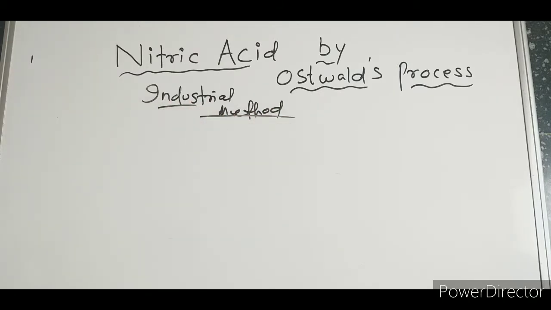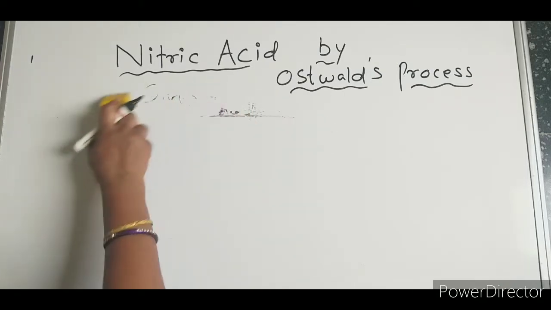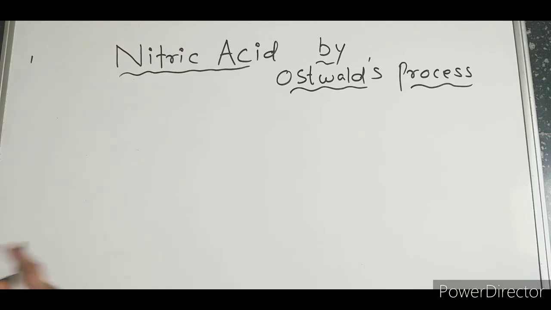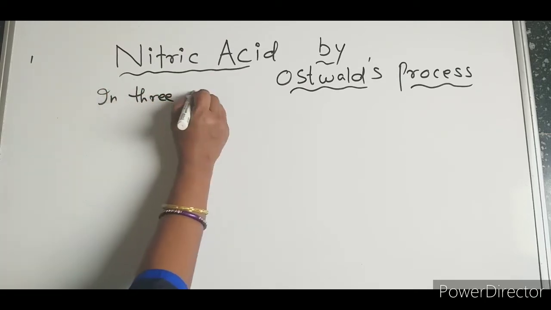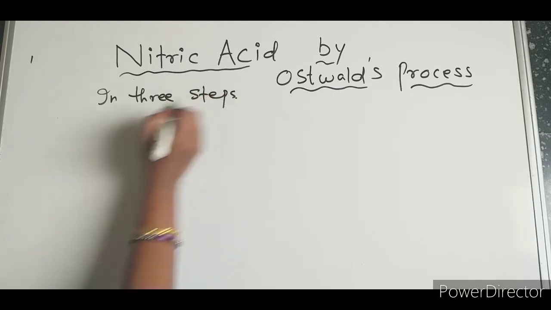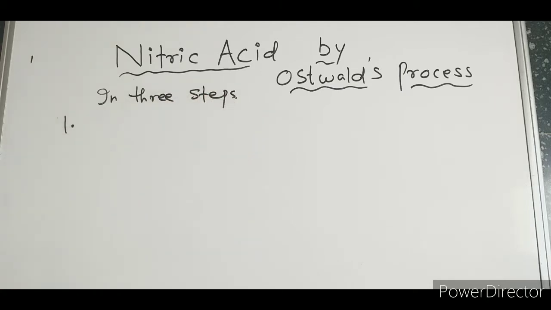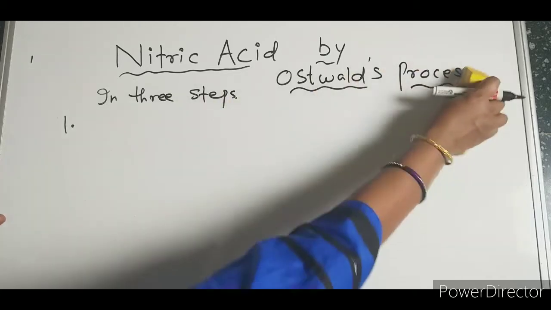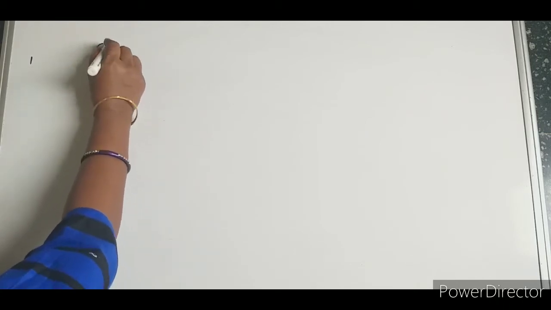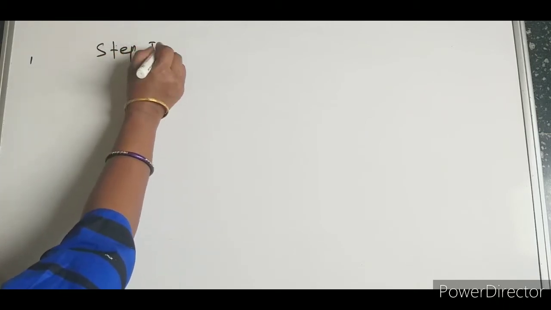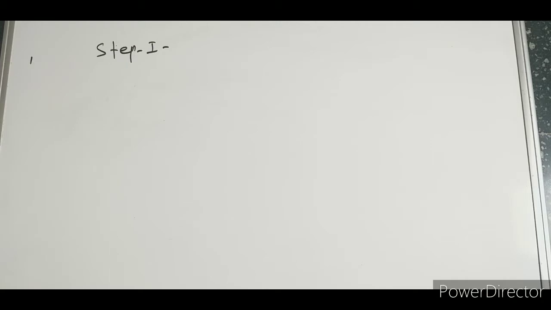So this Ostwald process, or industrial method of preparation of nitric acid, can be done in three steps. So what is the first step? Let me rub everything and let me start. This one will be step 1. First of all, let me clarify, and after that I will go for the explanation.